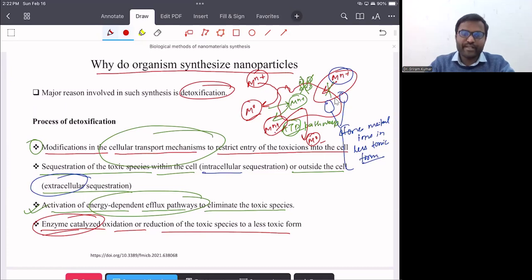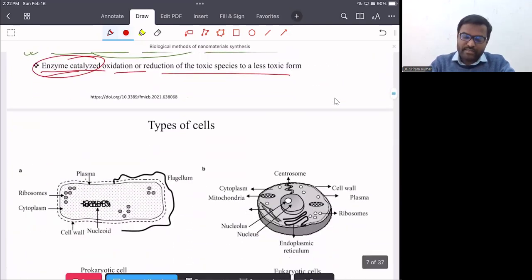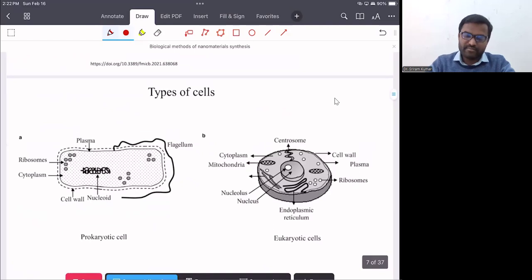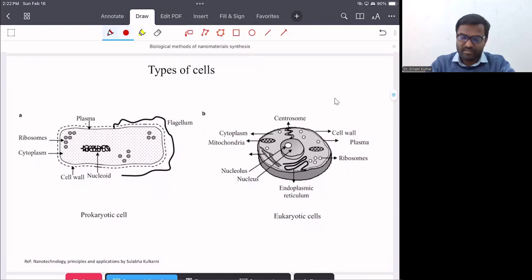So this point is very important to understand why a biological system, maybe an organism, synthesizes nanoparticles. So this is all about the actions. Okay, now let's understand the types of cells, just for refreshing, as you might forget about the cells.